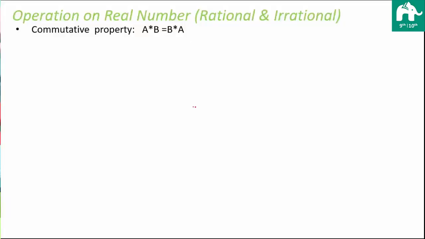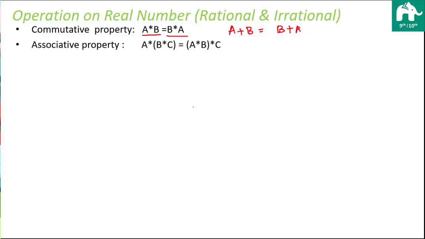Commutative property for multiplication tells us that A multiplied by B is equal to B multiplied by A. In case of addition, it tells us that A plus B is equal to B plus A. Next is associative property. It states that if there are three real numbers A, B, C, then A multiplied by B multiplied by C is equal to A multiplied by B then multiplied by C. Similarly, in case of addition, it tells that A plus B plus C is equal to A plus B plus C.